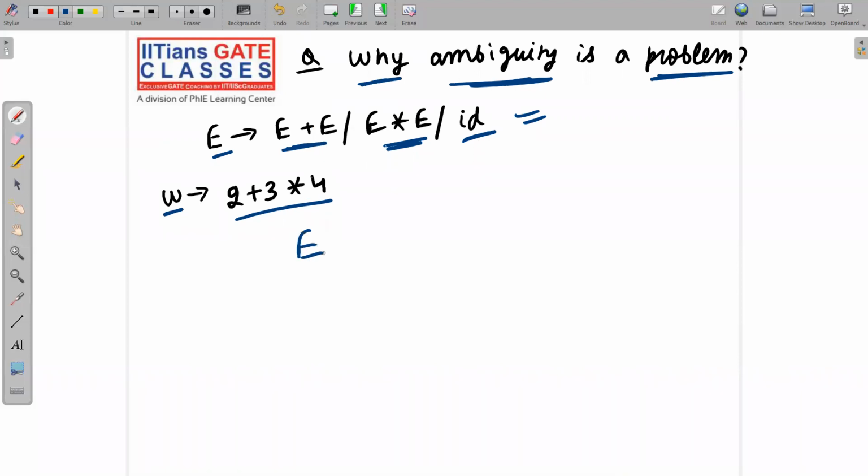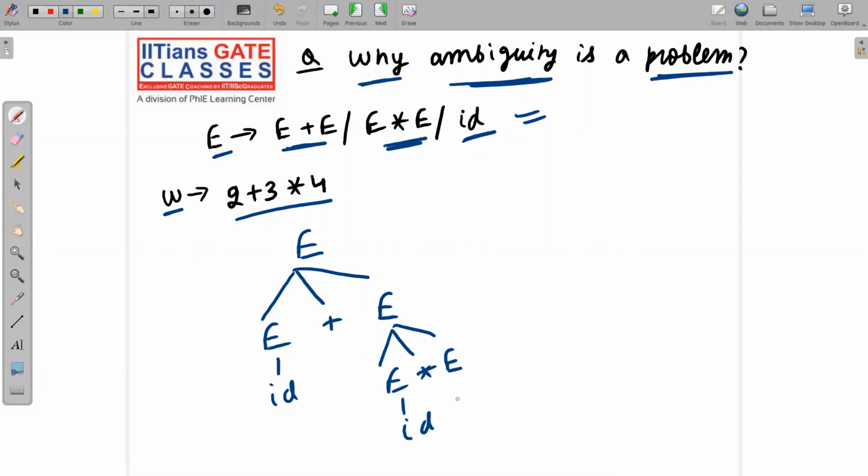Let me make a parse tree. E implies E plus E. E goes to E plus E. Okay, and this E goes to E star E, and this E goes to 2. Let me write properly, otherwise you will get confused. This E goes to ID, this goes to ID, and this goes to ID. Now this ID is 2, this ID is 3, and this ID is 4. Now see here, 2 plus 3 star 4 we have generated.